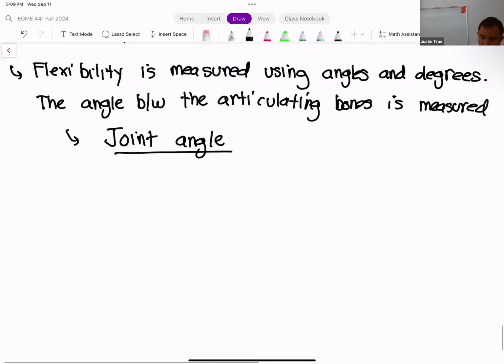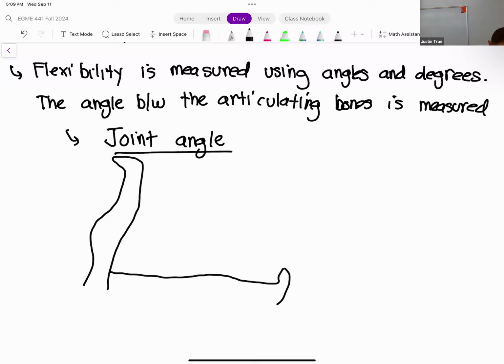So for example, if you want to measure hip flexibility, one way that you could do that is you can have a person lay flat, okay? And then they can stick one leg into the air like this. And the other leg can be sitting down on the ground.